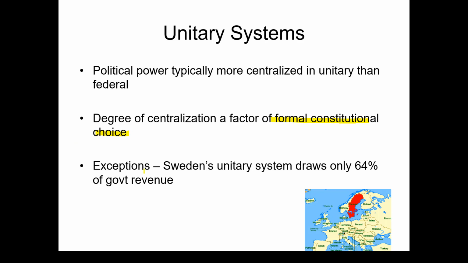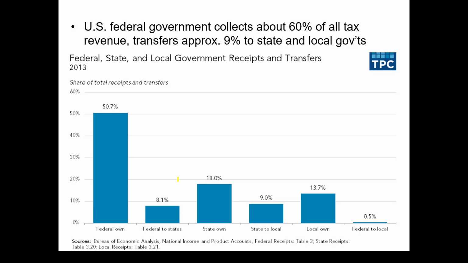So the exception, of course, is Sweden. Even though it's a unitary system, it draws only 64% of government revenue. That is somewhat unique in that Sweden lets a lot of these local entities, the towns and the villages, collect a fairly sizable portion of the tax revenue. Whereas in America, a lot of that tax revenue is collected by the federal government and then distributed back to the states. Everybody's a little bit different, so that's what we're talking about here in general.